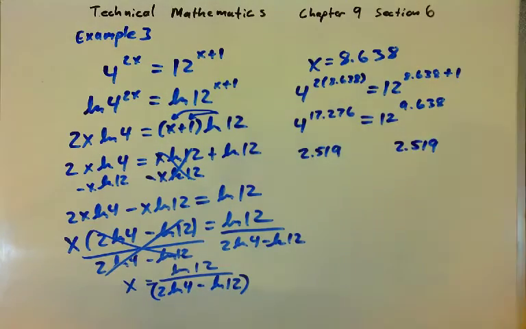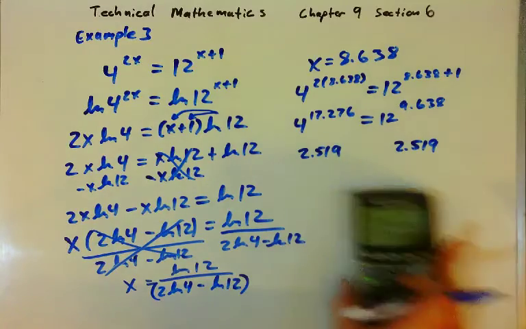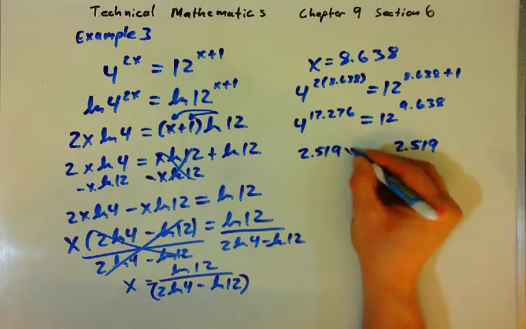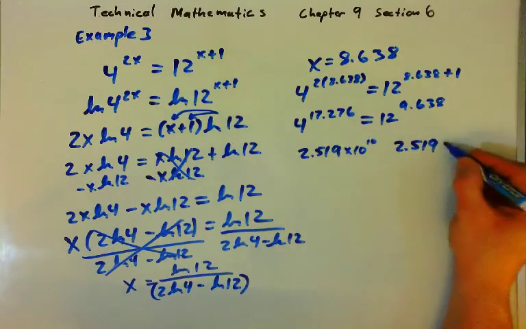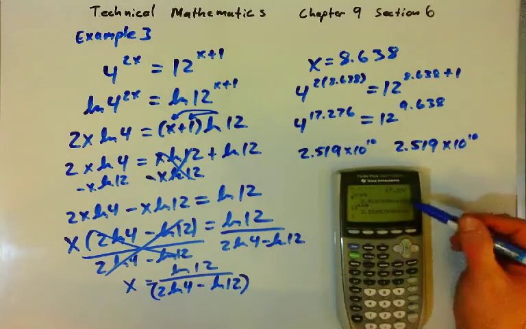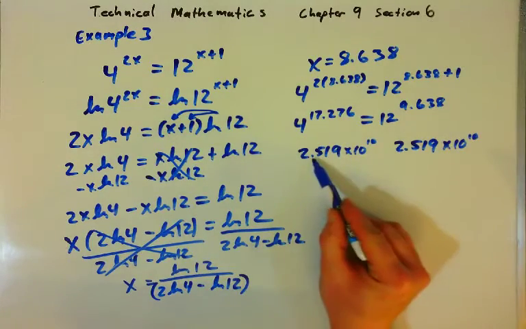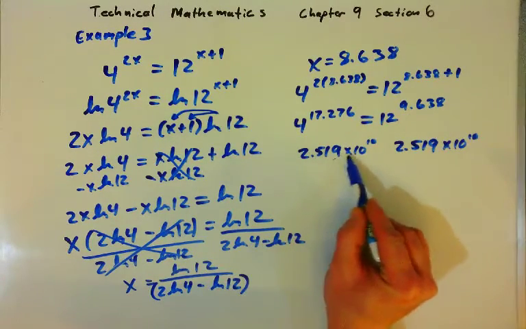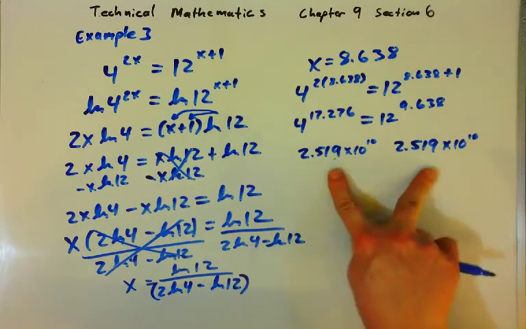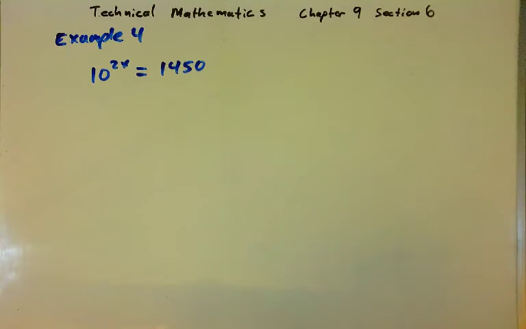And these are actually in scientific notation. The E10 means that it's 2.519 times 10 to the 10th power, right? So both answers were E10, which means the power of 10. And so what that means is the decimal point actually belongs 10 places to the right in each one of these answers. But both answers are the same. That's what's important. This is example 4.